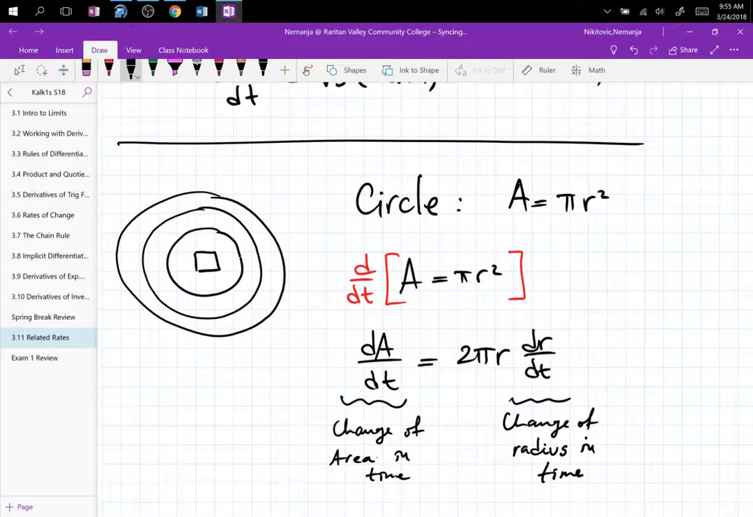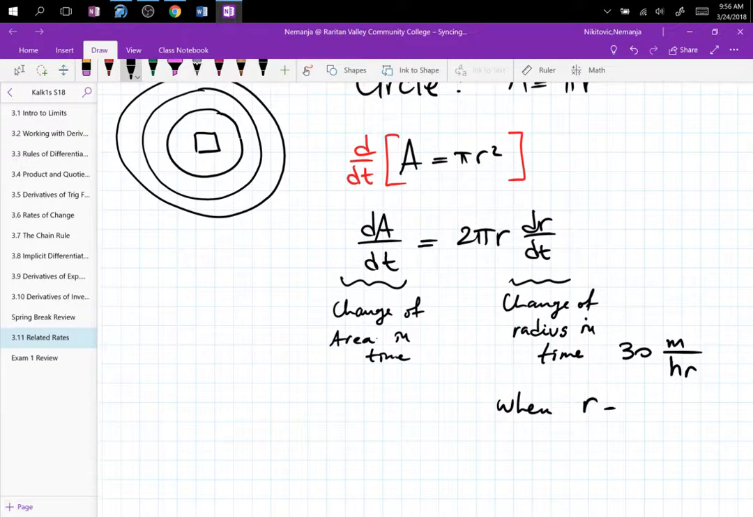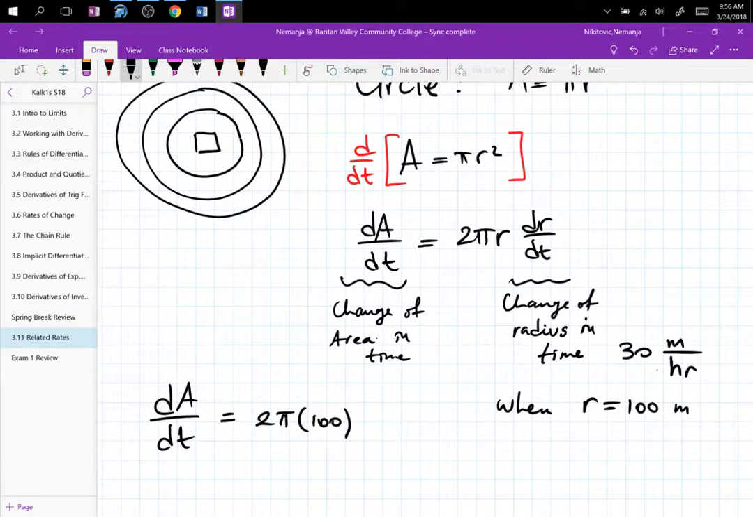So what do they have over here? They said that the oil spreads in a circular patch and all of that kind of stuff. The rate is 30 meters per hour, and the radius is 100 meters, when r is equal to 100 meters. So what you do is you plug all of these things in. So the change in surface area for the oil spill will be 2 pi times 100 for the radius times 30 for the change.